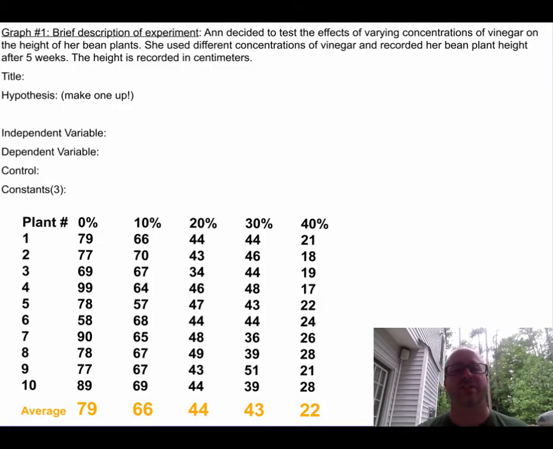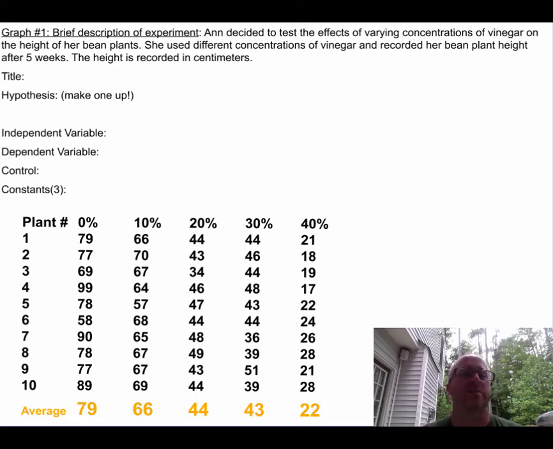So here we have an example of an experiment. We'll use the data from this experiment to come up with our graph, and then we'll add our line of best fit and we'll calculate the slope. But let's go back and look at the experiment and come up with our title and hypothesis and all that other stuff. All right. So Anne decided to test the effects of varying concentrations of vinegar on the height of her bean plants. She used different concentrations of vinegar and recorded her bean plant height after 5 weeks. The height is recorded in centimeters.